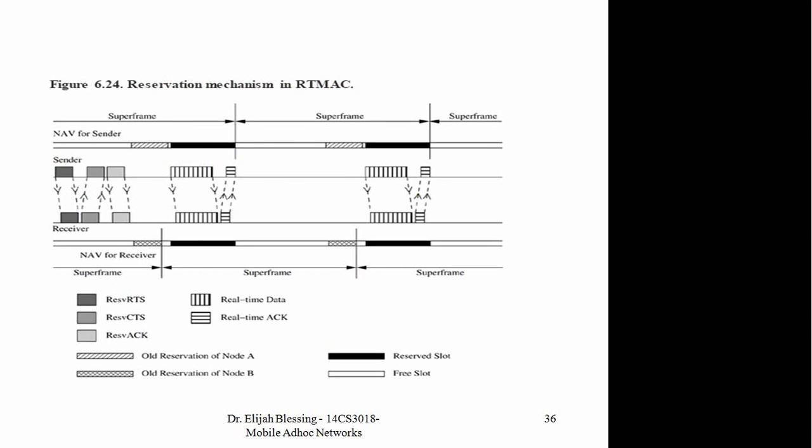This is what you find. Now in this protocol RTMAC, the frames are divided into super frames. So you have multiple super frames, and this is the node allocation vector for the sender, and this is the node allocation vector for the receiver. Now you find that this and this are not synchronized. Look at this. This super frame ends here, this super frame ends here, and so on, but you'll find that this super frame ends here and this super frame ends here. That means there is no synchronization taking place.